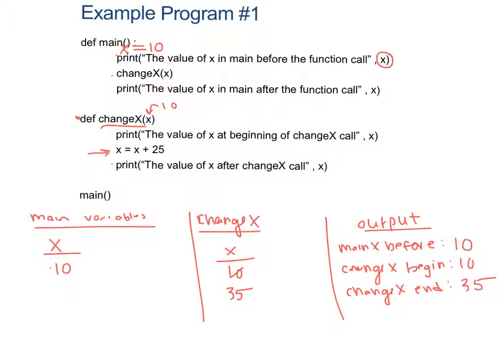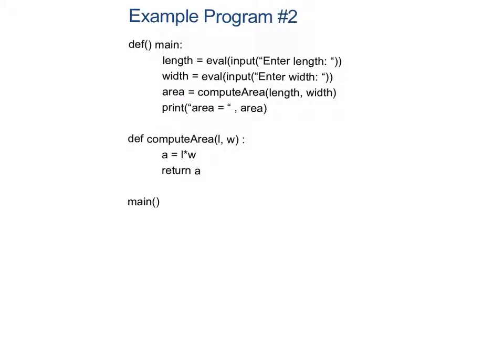Now because I've reached the end of this, I now jump right back to where change x was called, right after. And then I continue on with execution, so it says print the value of x in main. So we have main x after, and I go into main and I look at x and it's still 10. So notice that the main value of x is not changed as a result of change x running. Only change x's variables can be changed by change x.